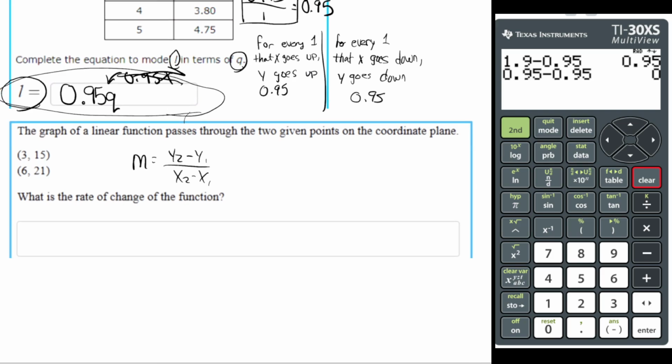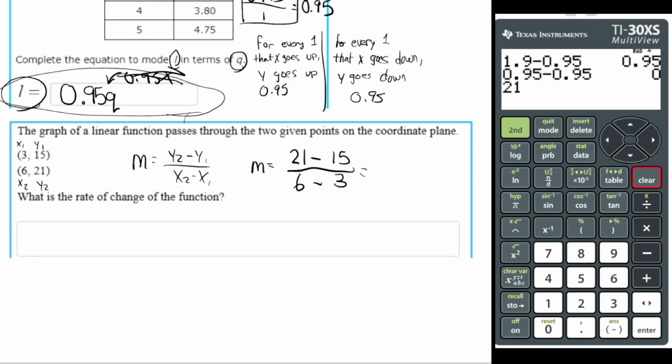All right. So we're going to label our points. Our top point's going to be x1, y1. Our bottom point's going to be x2, y2. Okay? And we're just going to fill in the formula. y2 is 21 minus y1, which is 15, over x2, which is 6, minus x1, which is 3.